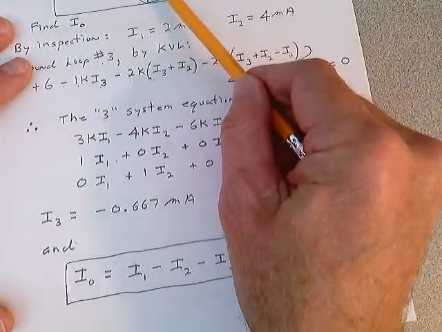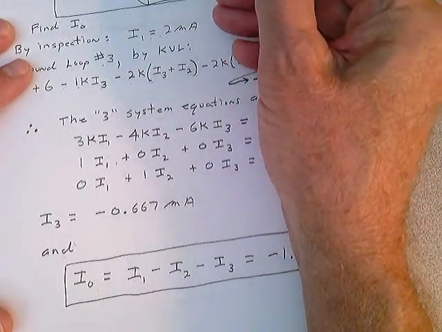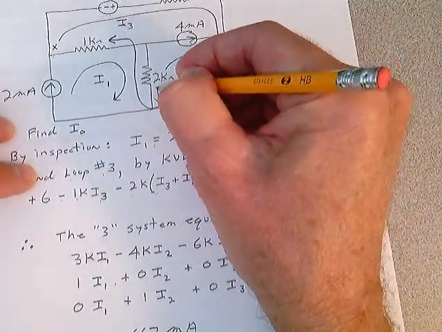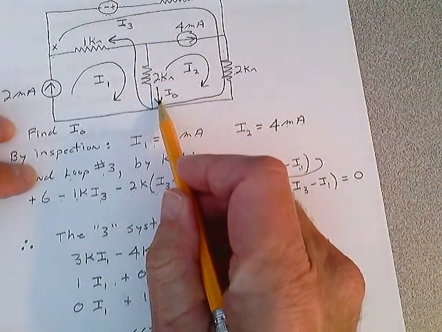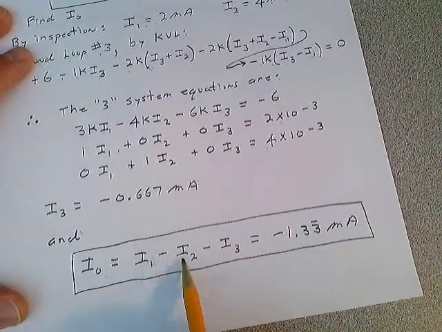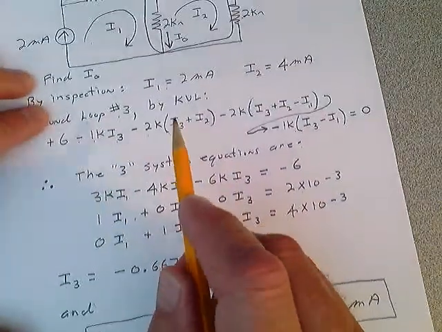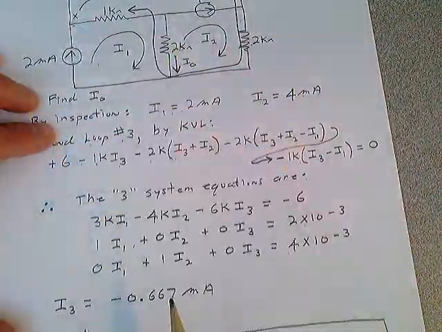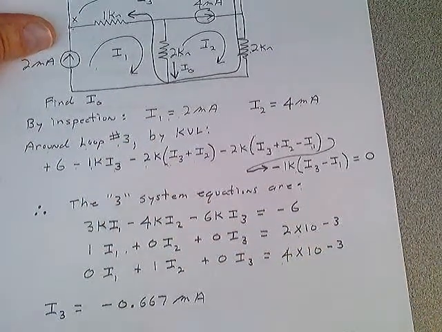Let's take a look where I out was. I out was assigned here in this direction, going down. That's the way the author assigned it. Let's look up here. The author assigned it coming down. That's the direction of I1 minus I2 minus I3. There's your answer. Good problem. If you can do a problem like this, you can do any of these problems with these current sources. But I want you to notice these current sources really simplify things.